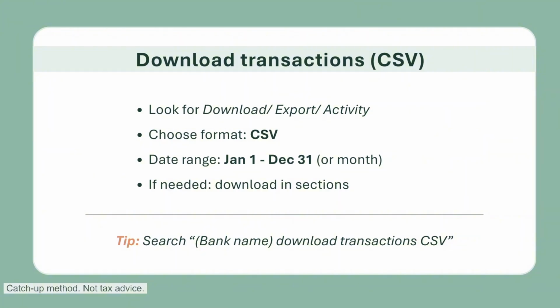Look for something like download or export. If you're catching up a full year, set the date range from January 1st through December 31st. If your bank won't let you download the whole year at once, just download it in sections and you can combine them later. Choose CSV as the format when you download the file.